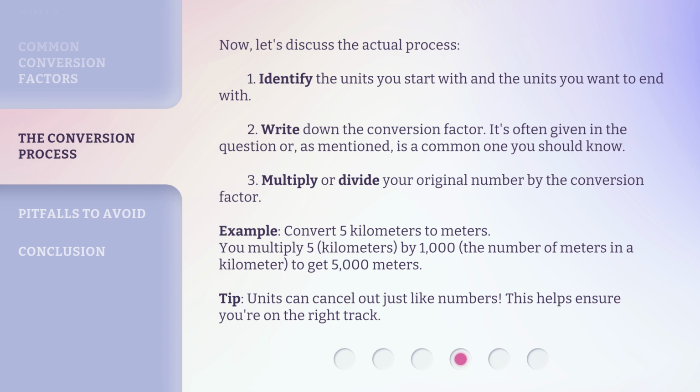Example: convert 5 kilometers to meters. You multiply 5 kilometers by 1,000, the number of meters in a kilometer, to get 5,000 meters. Tip: units can cancel out just like numbers. This helps ensure you're on the right track.